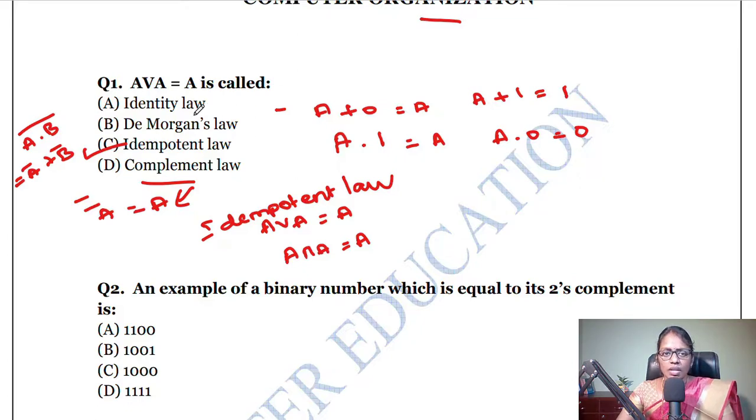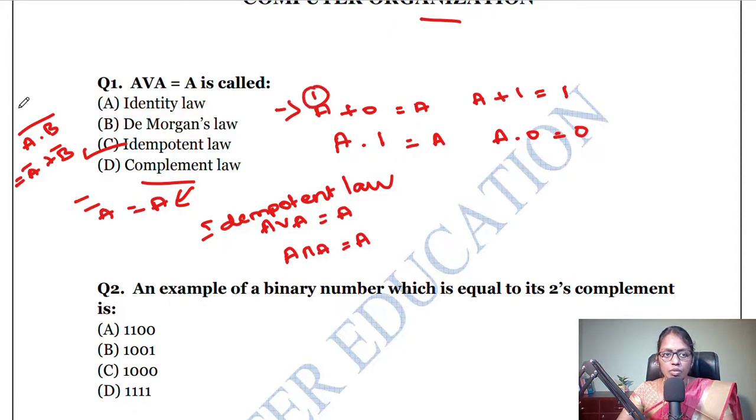So in this, the first one is identity law. What does it mean? A plus 0 equal to A, and similarly A plus 1 equal to 1, and then A dot 1 equal to A, A dot 0 equal to 0. So this will come under identity law.